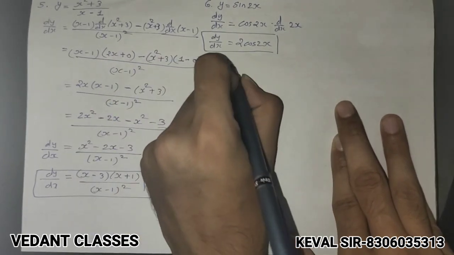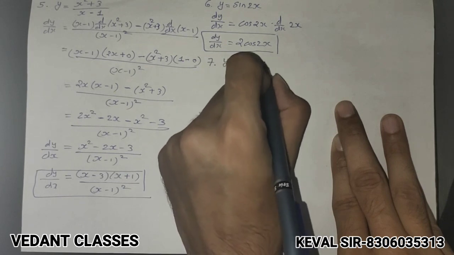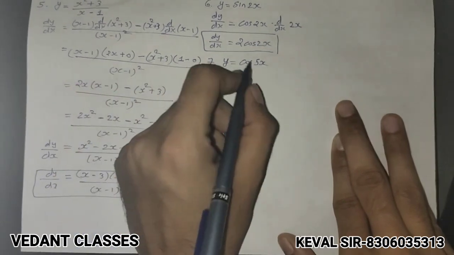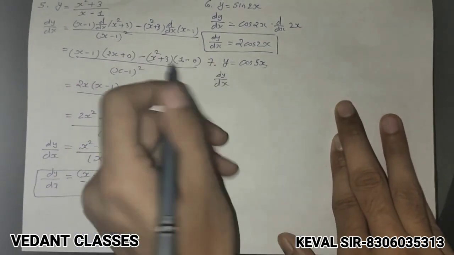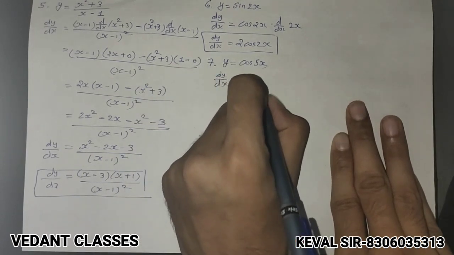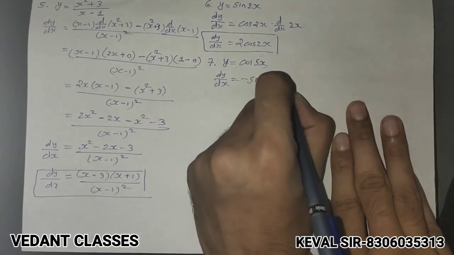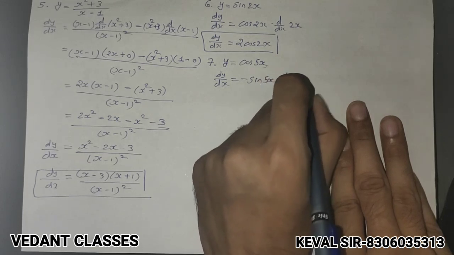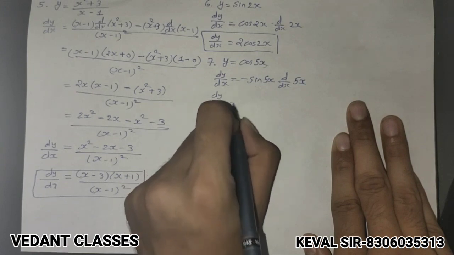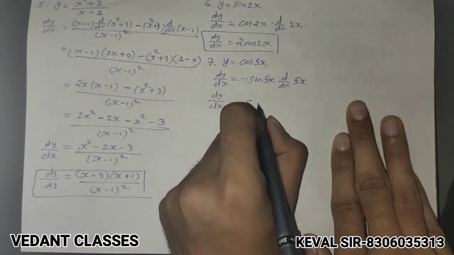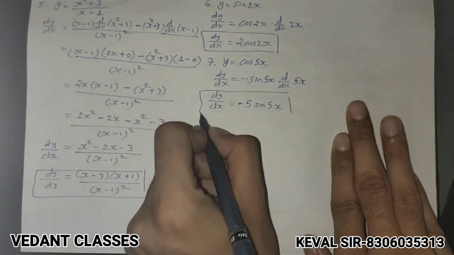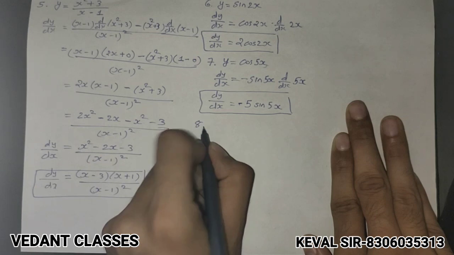Let's solve the next one. Y is equal to cos 5x. So dy by dx for cos 5x. Now derivative, it is again a composite function. So derivative of cos is minus sine, so it will be minus sine 5x and carry out the derivative of 5x. So this will be 5. So answer will be dy by dx is equal to minus 5 sine 5x.